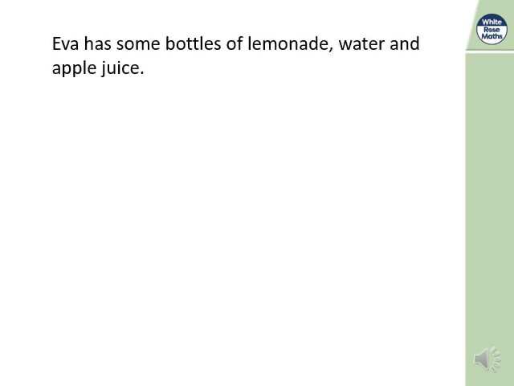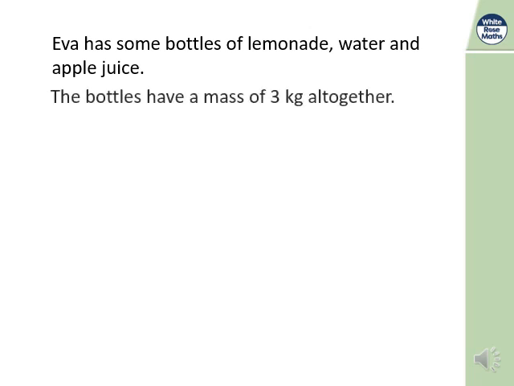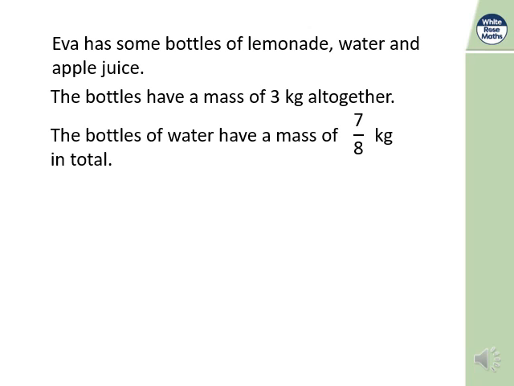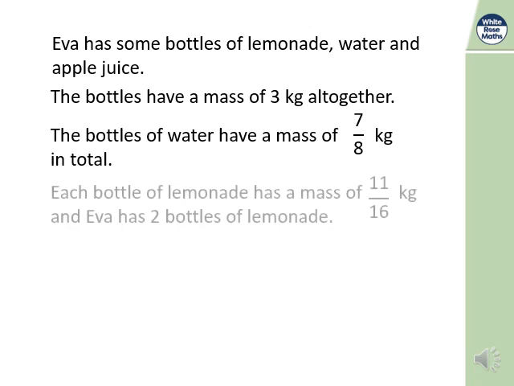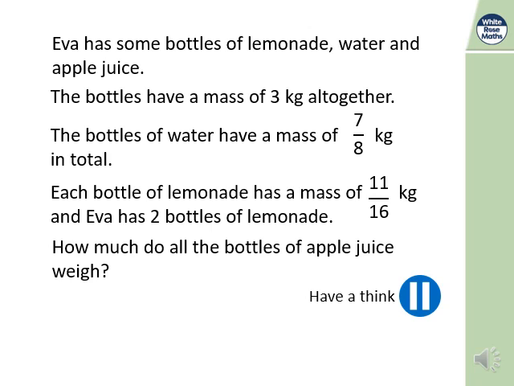Now we're going to look at a question together, and this is going to use the bar model to help us solve it. Eva has some bottles of lemonade, water and apple juice. The bottles have a mass, which means weight, of 3 kilograms altogether. The bottles of water have a mass of 7/8 of a kilogram in total. Each bottle of lemonade has a mass of 11 kilograms and Eva has 2 bottles of lemonade. How much do all the bottles of apple juice weigh?